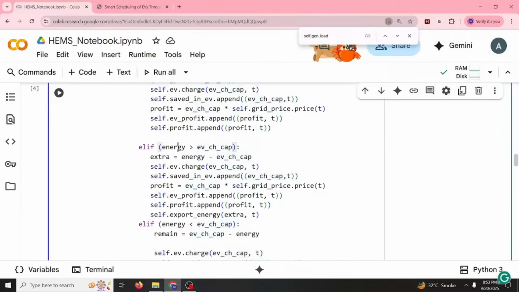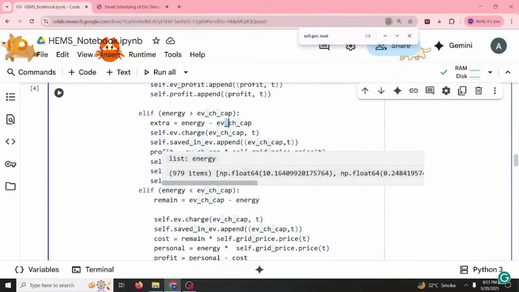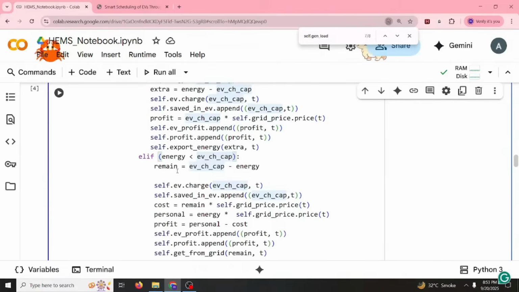Similarly, if the energy is equal to or greater than the EV charging capacity, then we are just charging the EV as per the EV charging capacity, and the remaining energy is there. And if the energy is less than the EV charging capacity, we are still charging, because as I said, we need to keep our EV charging at a specific level. We have to provide some specific amount of load to the EV for actually charging the EV, otherwise the EV will not be charged.